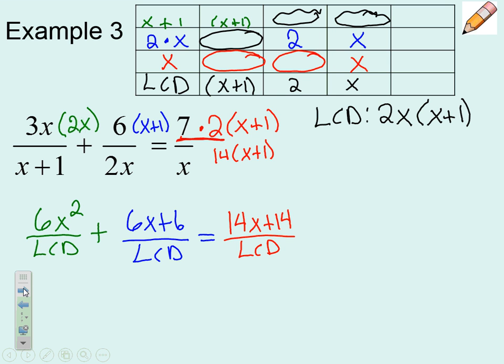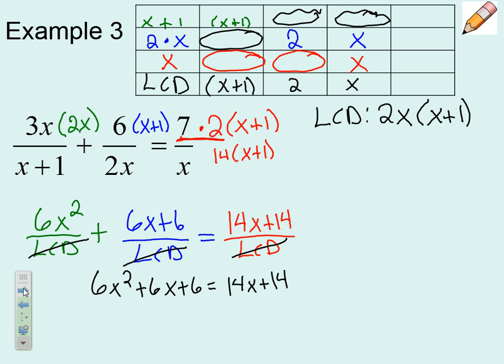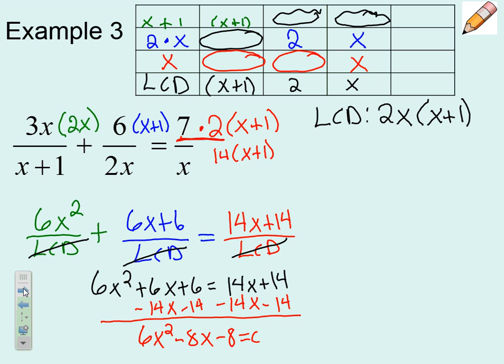Now this is my favorite part of these ones because I can just cross off my least common denominators. Don't have to worry about them. Combine like terms. On my first one, I'm going to get 6x squared plus 6x plus 6 equals 14x plus 14. Now I have to get everything on one side because I have that x squared. So to do that, I'm going to minus 14x and minus 14 on both sides. When I do this, I'm going to get 6x squared minus 8x minus 8 equals 0.